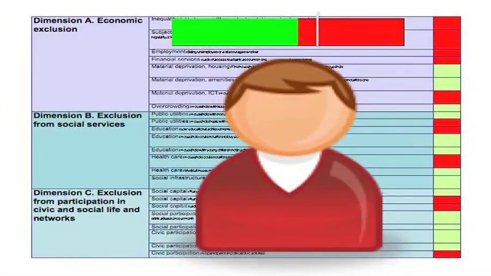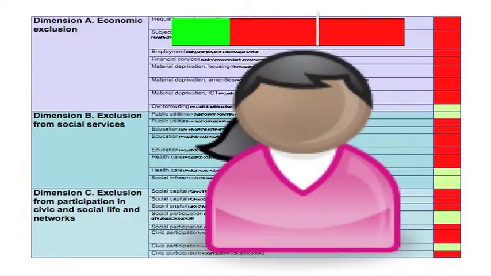If you look at the situation of the next guy, he just stepped over this barrier. So he acquired a critical mass of these vulnerabilities. He has problems all over economic exclusion, but in addition, he has exclusion from social services. He has exclusion from social networks. So he is clearly excluded. The next lady is in an even worse situation. Basically, she is all red. She has no problem only in a number of indicators.